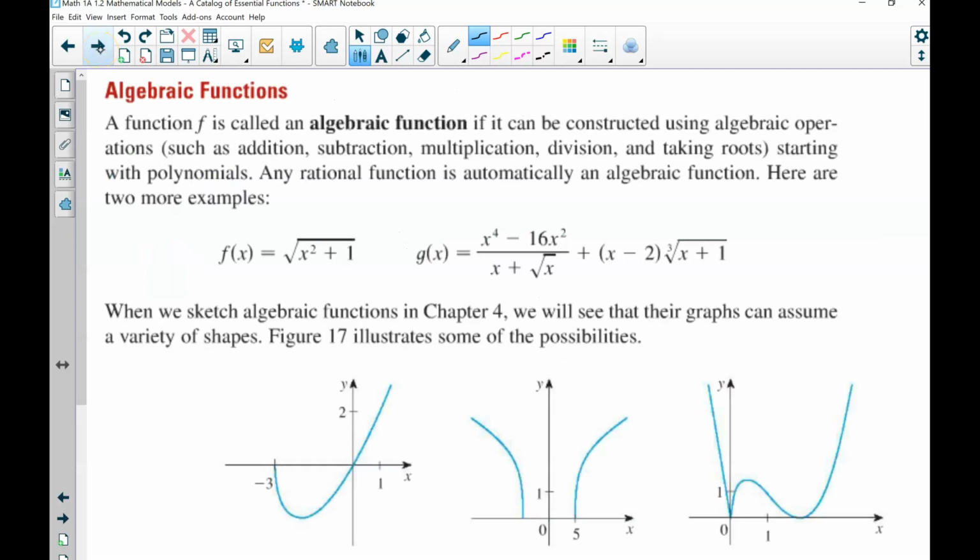Then we have algebraic functions. A function f is called an algebraic function if it can be constructed using algebraic operations such as addition, subtraction, multiplication, division, and taking roots, starting with polynomials. Any rational function is automatically an algebraic function. So here are some examples that you can see. Now, when we sketch algebraic functions in Chapter 4, we will see that their graphs can assume a variety of shapes, and you can see that from figure 17.